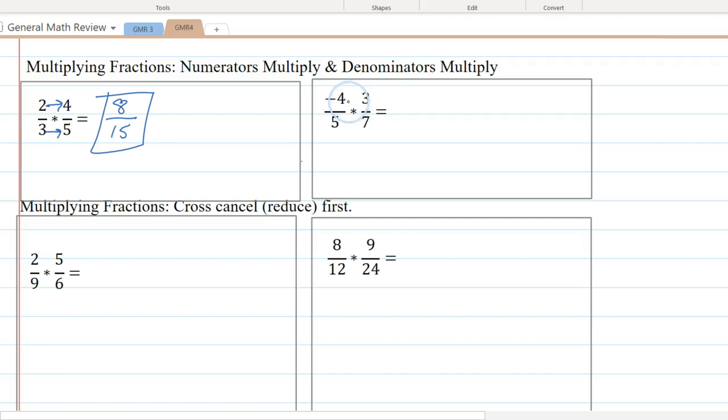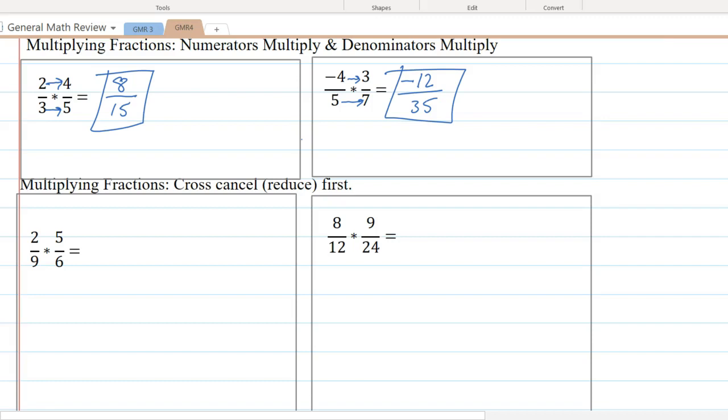Over here, I have a negative 4 times 3. Well, a negative times a positive is a negative. So that gives me negative 12 over, and again, I'm multiplying straight across. 5 times 7 is 35. Now, if possible, you try to reduce before multiplying to make the number smaller and easier. Only when multiplying can you cross cancel.